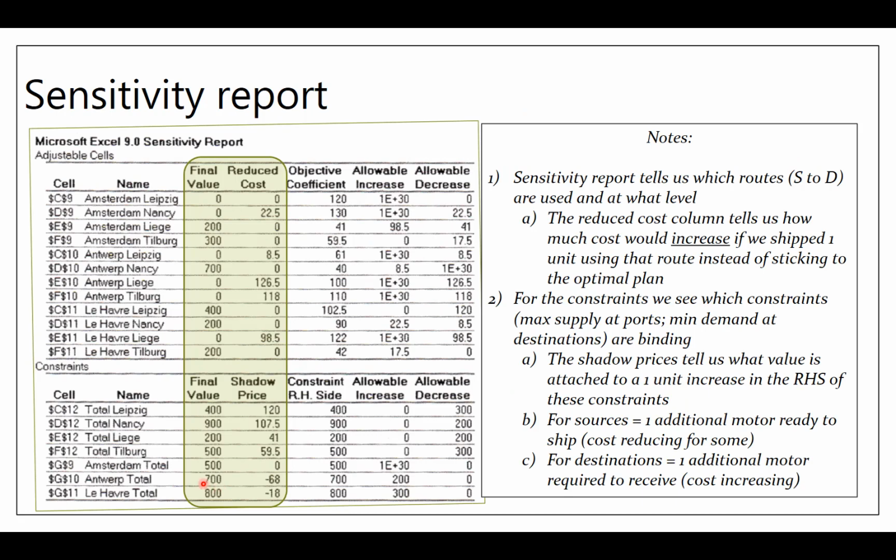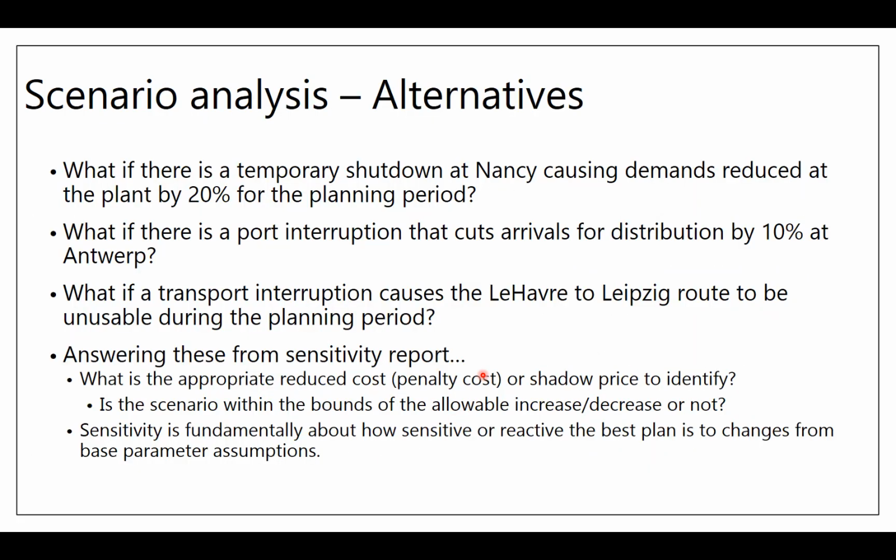We could go back here and look at Nancy, look at the shadow price, right, and look at the allowable decrease. Okay, so as long as it's within 20%, you could just come up with an estimate of it as 107.5 times 20% of 900, which is 180. And so that 180 reduction you could value directly off the sensitivity information. You could do the same thing for all of them, right? You just have to be sure that you're within 10% cut in arrivals for distribution at Antwerp.